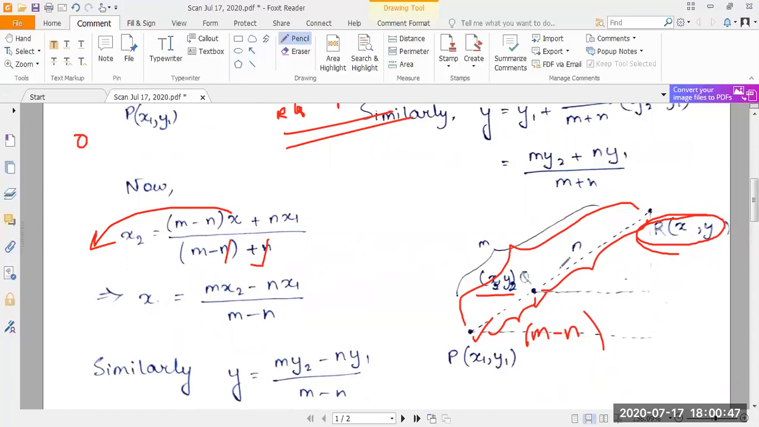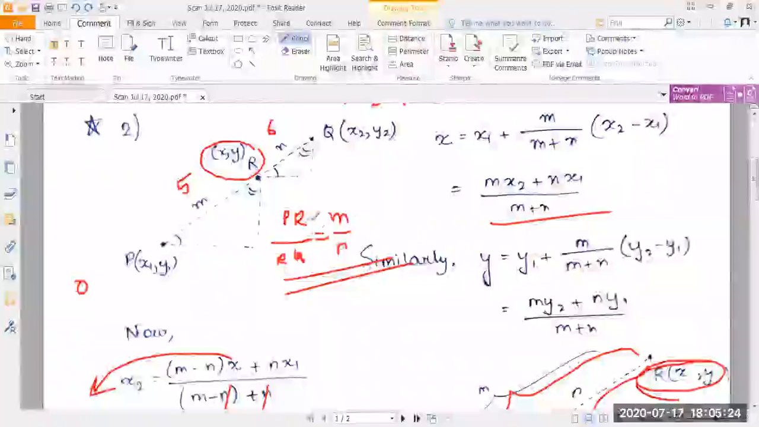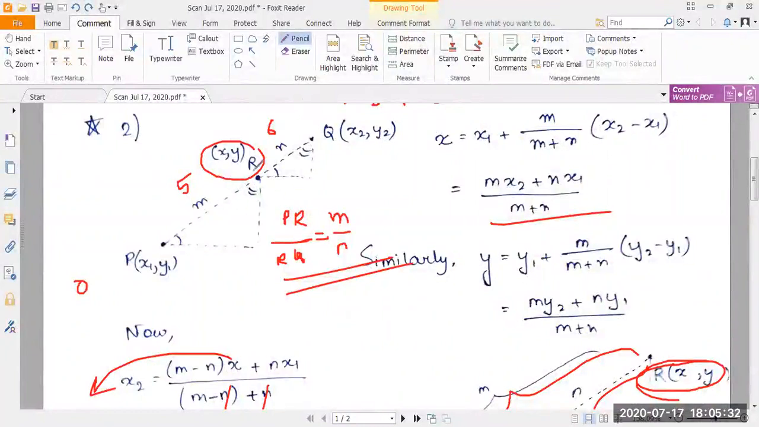Next, similarly, using the vertical distance, I find the value of y, which comes out to be (m·y2 − n·y1)/(m − n). Another application would be when R divides the line segment PQ internally in the ratio 1:1. That would essentially mean PR by RQ is equal to 1 by 1. So PR equals RQ. That would mean R is the midpoint of PQ.